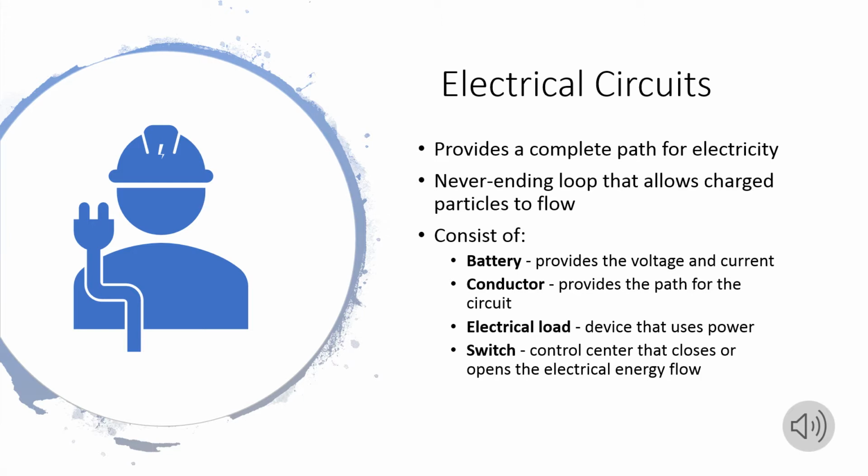The conductor provides the path for the circuit, such as a wire, and the electrical load is a device that uses power, such as a TV, a phone, or a light bulb. The switch is like the control center that closes and opens the electrical energy flow.